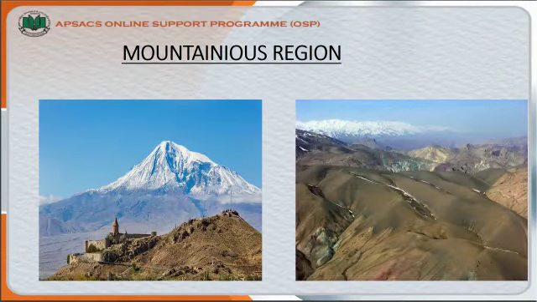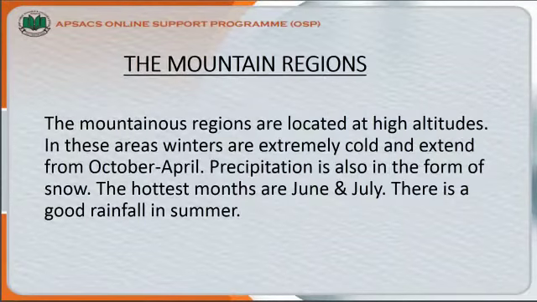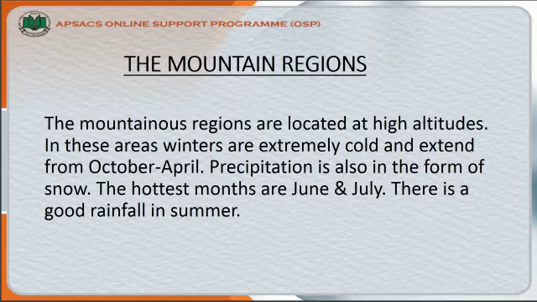These pictures are about mountainous regions. Mountainous regions are the beautiful areas in Pakistan. The mountainous regions are located at high altitude. In these areas, winters are extremely cold and extend from October to April. The temperature often stays below freezing, below 0 centigrade. Precipitation is also in the form of snow.